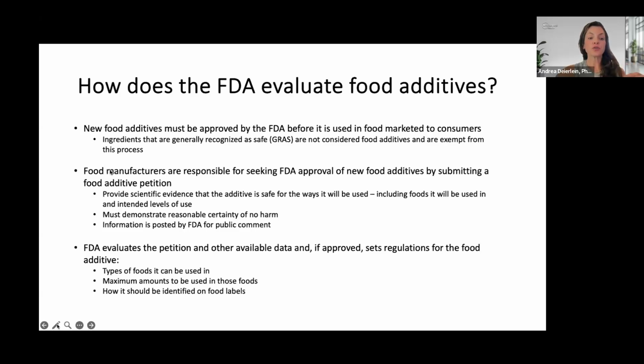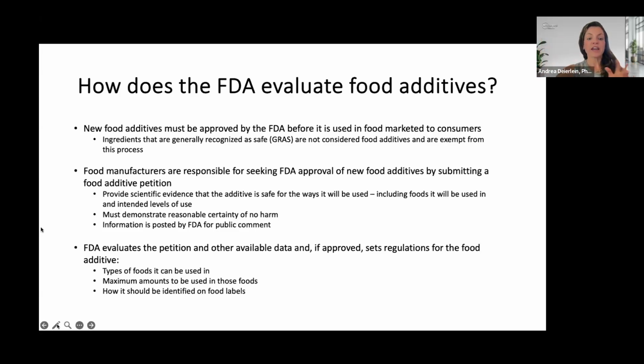So with any new food additive, the food manufacturer is responsible for seeking FDA approval by submitting a food additive petition. The manufacturer has to provide the scientific evidence that the additive is safe for the ways it will be used, including the foods it's going to be used in and the intended levels of use. The manufacturer has to demonstrate that there's a reasonable certainty of no harm. And then the FDA posts this information for public comment, so people can review this information and make a comment about it.